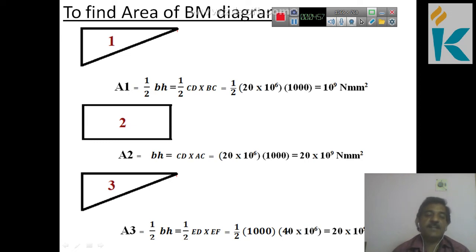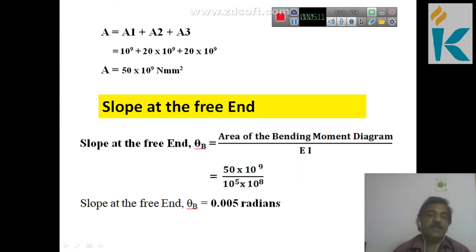Then the third one is a right angle triangle, A3. Half BH is the formula, half into ED into EF. So finally you have half into 1000 into 40 into 10 power 6. So finally it's going to be 20 into 10 power 9 Newton millimeter squared. Add all the three areas, finally you got 50 into 10 power 9 Newton millimeter squared.